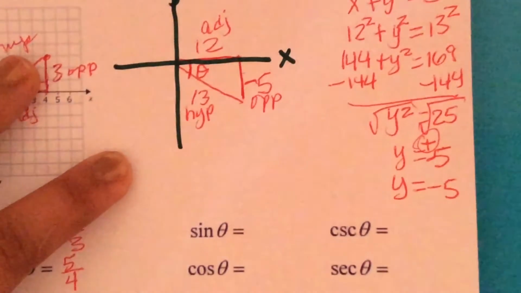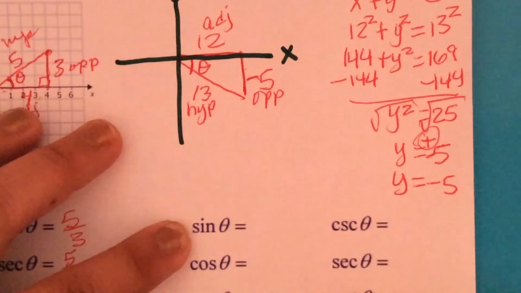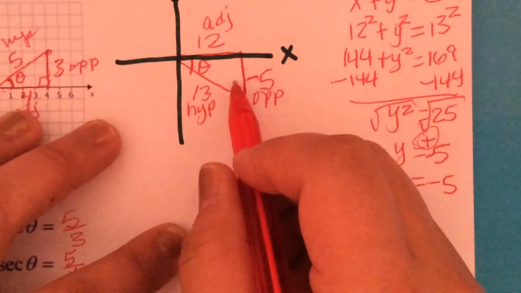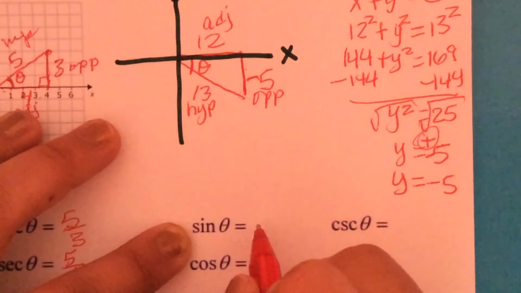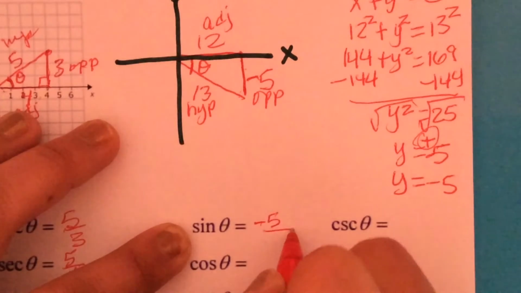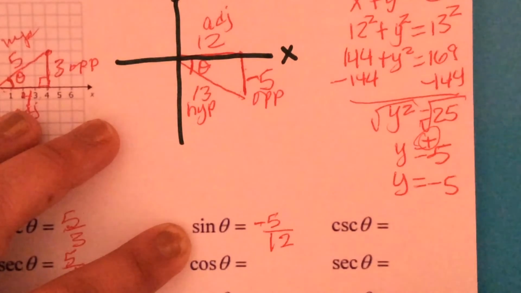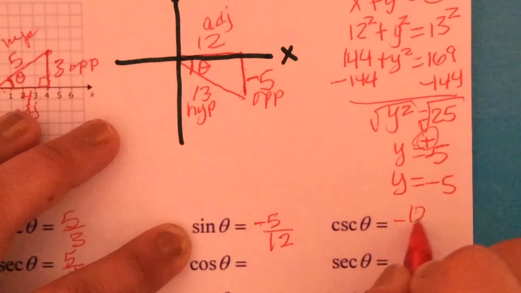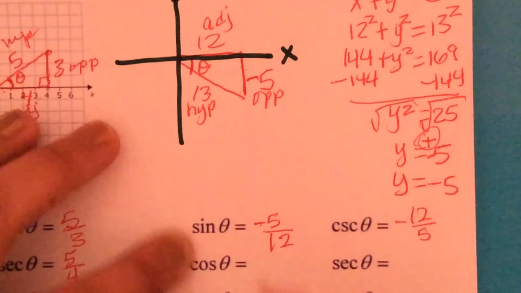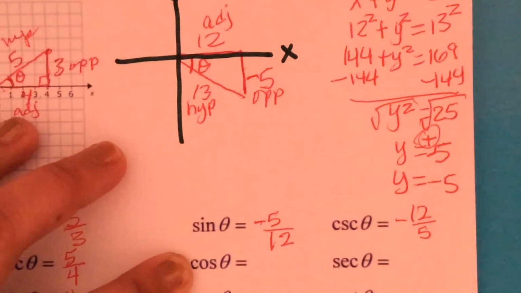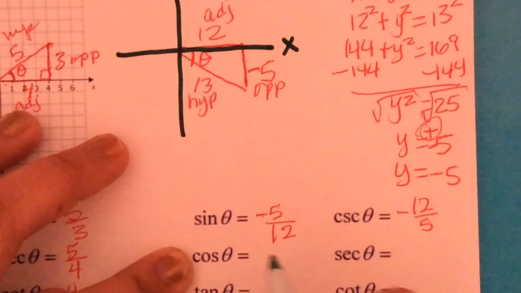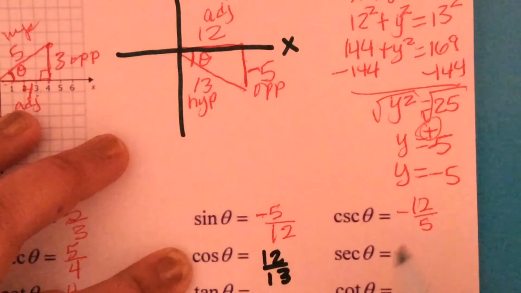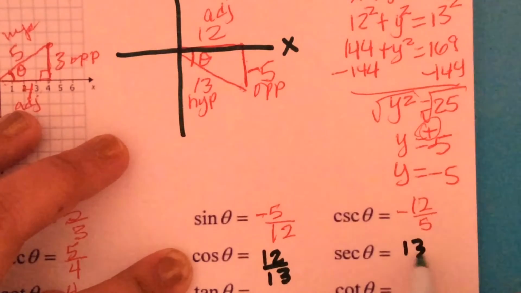Okay, so now we're going to apply the sine. So the sine is going to be negative because you're in quadrant 4. And quadrant 4 says that the sine is negative. So it's -5 over 13. And the cosecant is also negative because that's just the reciprocal. So it's -13 over 5. The cosine, well, we already know the cosine. It's 12 over 13. And so the reciprocal, the secant, is 13 over 12.